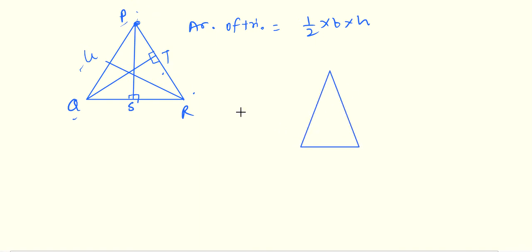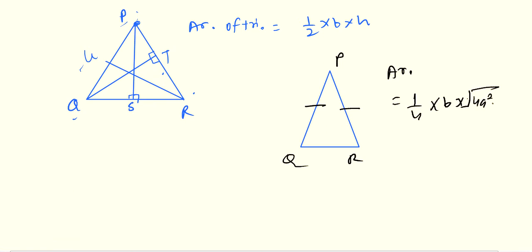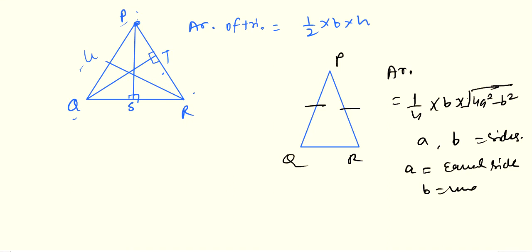As you know very well that in isosceles triangle, two sides are equal. Okay, so for isosceles triangle, area is 1 by 4 into B into under root 4A square minus B square. Now in this A and B both are sides. A is equal side and B is unequal side.